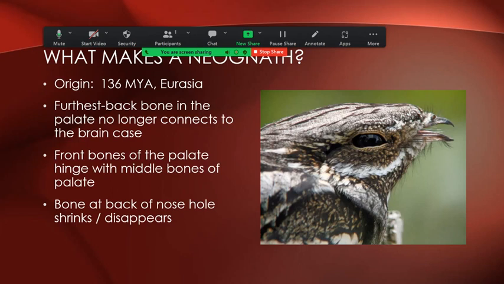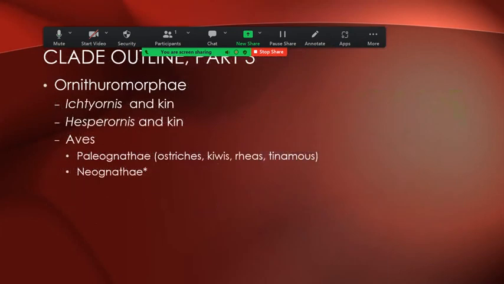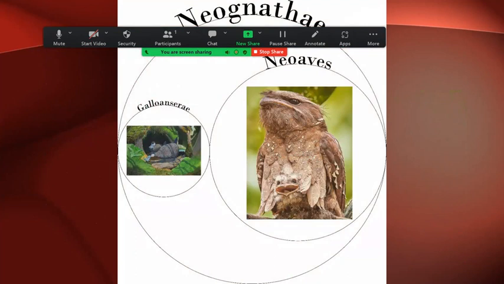And there is one fewer bone in the skull in neognaths than we see in paleognaths here. So that's an interesting group of critters. There's the neognaths, two groups. One of them is the neo-aves. We're going to get into that in a moment. The other one is the gallo-anseri.